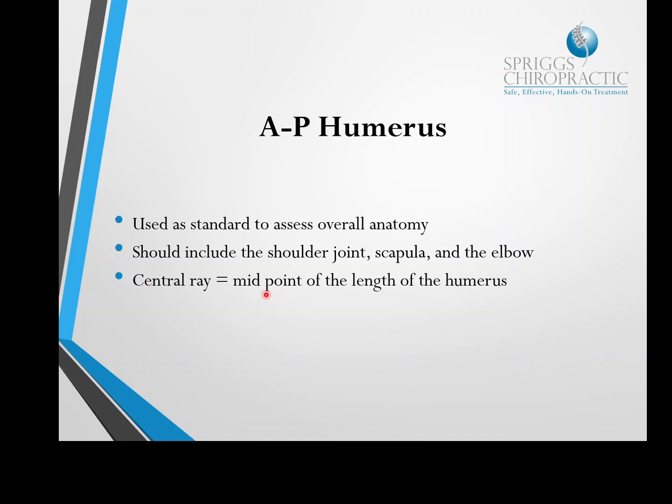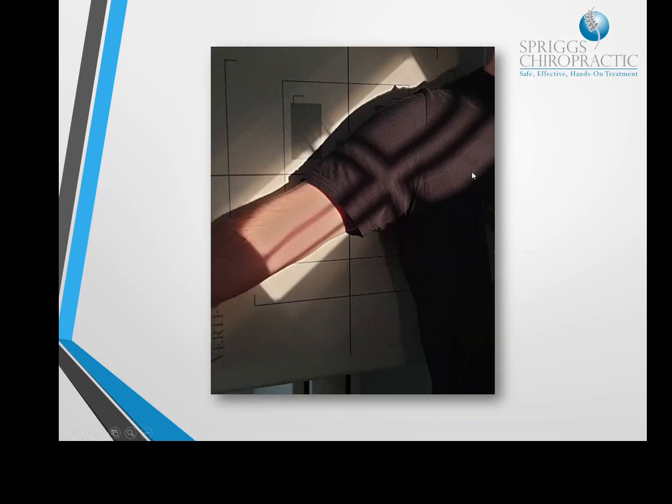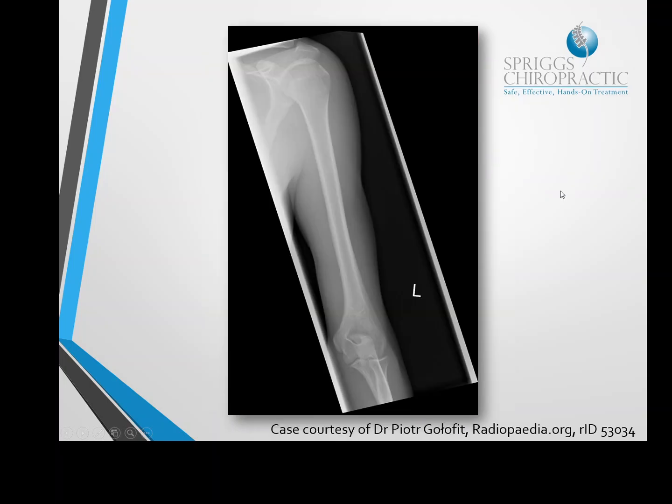Central ray for this particular image is the midpoint of the length of the humerus. So just here, again, the image will include up here the proximal humerus with the humeral head, the glenohumeral joint, and most likely most of the scapula, and you'll also get the elbow in on the same image. And this is what it will look like.